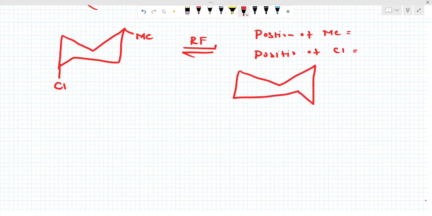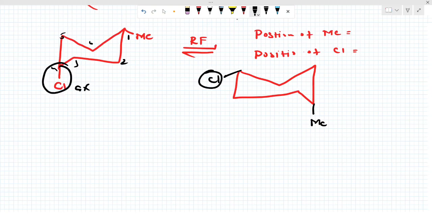Now see this. Listen. We put 1 here, 1 and 2 and 3 and 4 and 5 and 6. Now listen, this equatorial becomes axial. You got the point? This axial becomes equatorial. After this, axial becomes equatorial, and this equatorial becomes axial. Now this is a test yourself question.